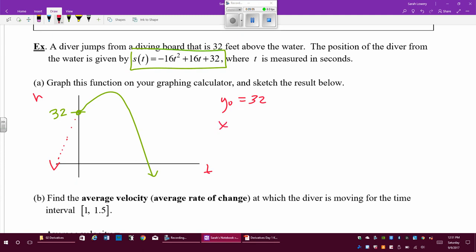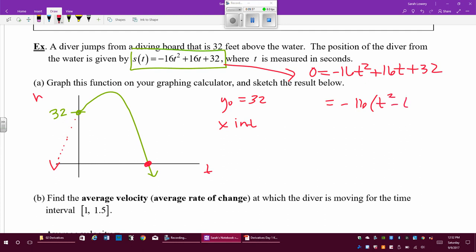I can actually also find the x-intercept, this point right here. Okay, so if I wanted to find this point, I would need to set this thing equal to 0. And I would get everything positive by either moving it to the other side or multiplying by -1. Or I could even take out a -16. If I do that, I get t squared minus t minus 2.